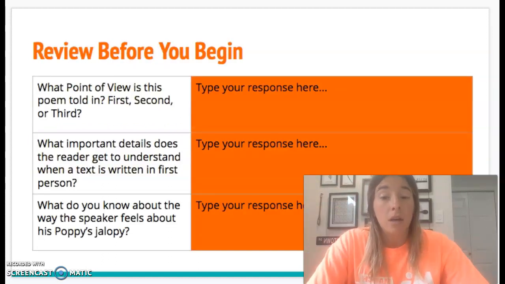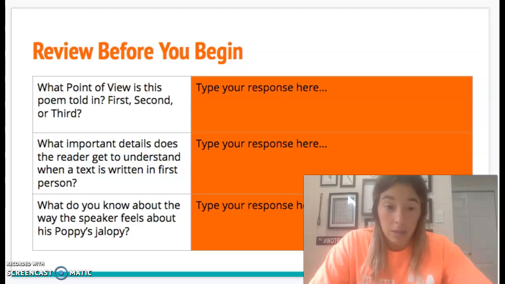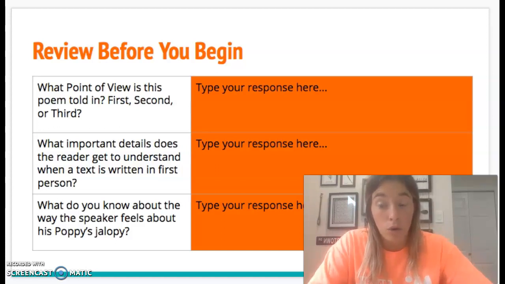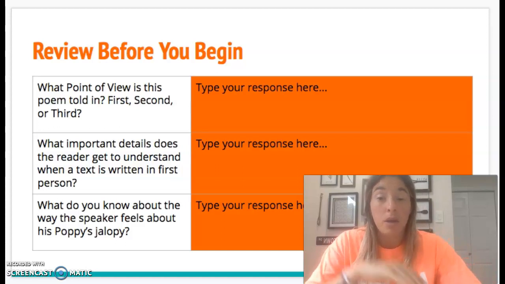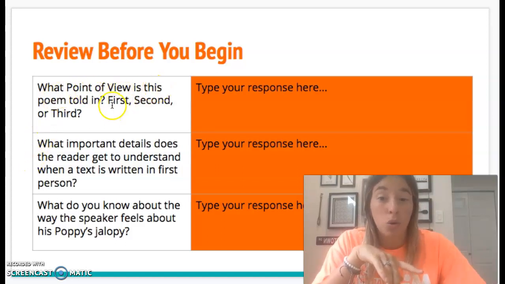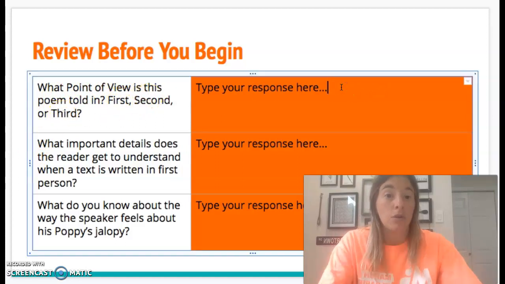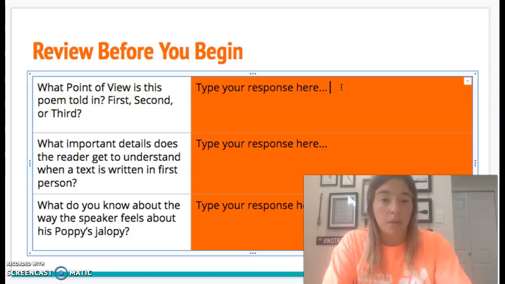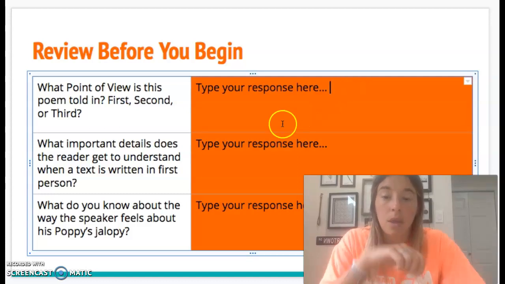So before you begin, I'm going to have you answer a couple of questions. These questions will actually help you tremendously when it comes to answering the overall question in your Peels paragraph. First, what point of view is this poem told in? First, second, or third? Answering that question is as easy as typing in the response. You don't have to type a sentence. It just needs to be first, second, third. That's all you need.